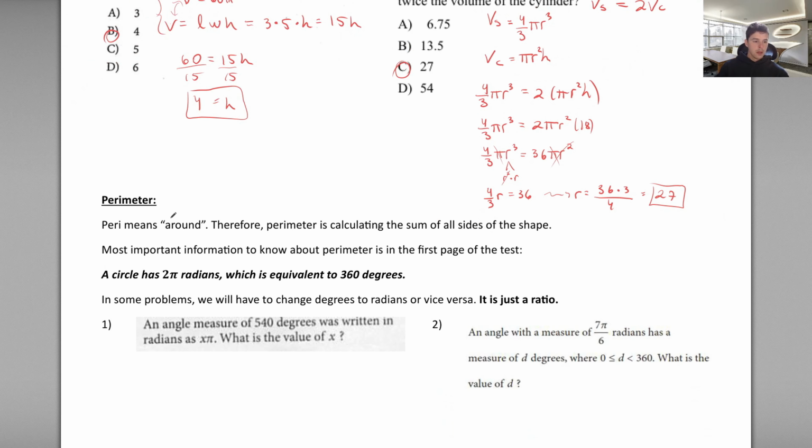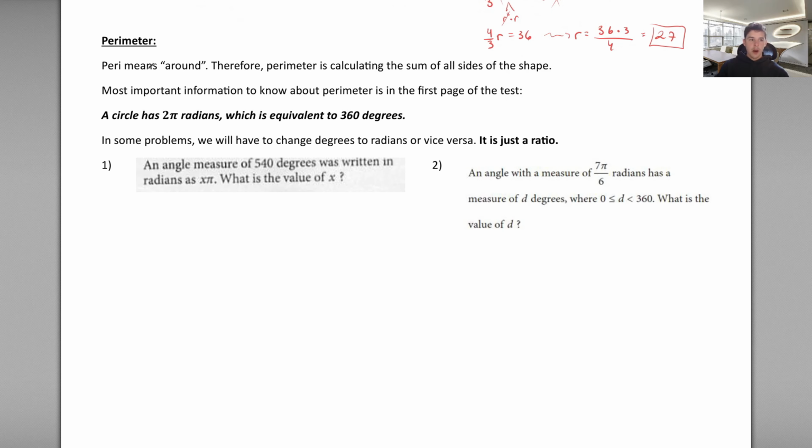All right, so let's do perimeter now. Peri means around. Therefore, perimeter is calculating the sum of all sides of the shape. The most important information to know about perimeter is on the first page of the test. A circle has 2 pi radians, which is equivalent to 360 degrees. And nowadays, the calculator is going to do this conversion for you. Rest assured, if you have classes with me, just let me know, and I'll teach you how.